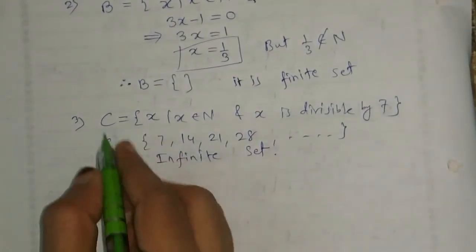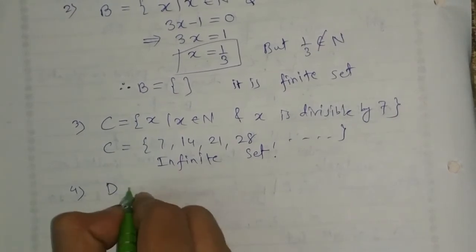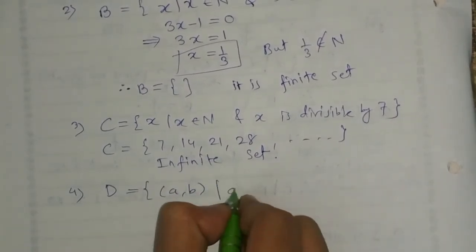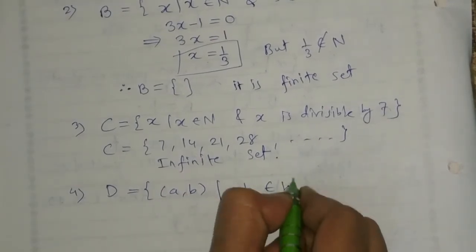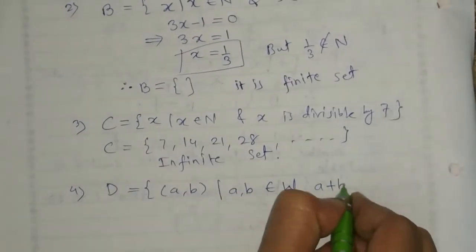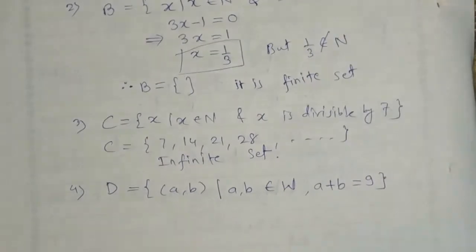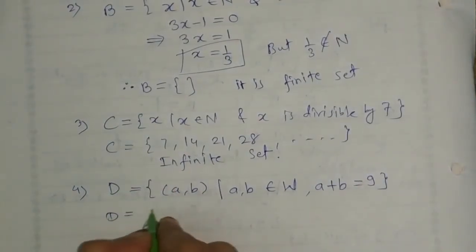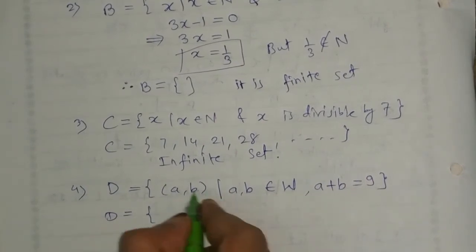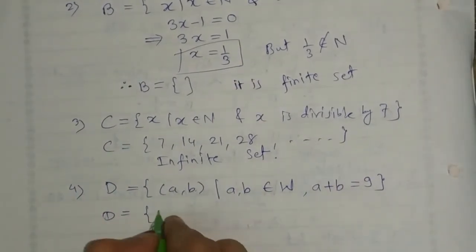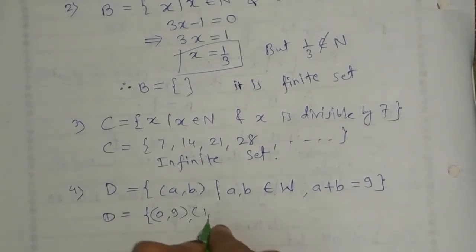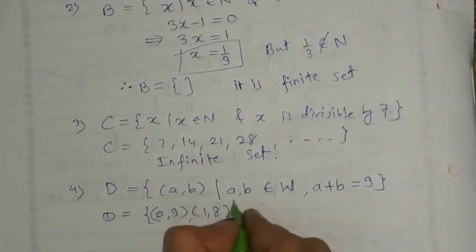Next we have set D, where there is an ordered pair (a, b) such that (a, b) belongs to whole numbers and the condition is that a + b gives 9. So we will list these elements (a, b), where the sum should equal 9. So we have whole numbers here. So (0, 9) will be the first pair. Then there can be (1, 8), 8 + 1 is 9, 0 + 9 is 9.